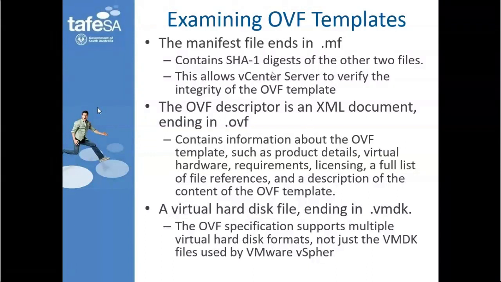So the OVF descriptor is an XML document ending with .ovf, and like I said, that's similar to our VMX file. It describes what the components are, how it's configured, and so forth. It contains information about the OVF template, such as the product details, the virtual hardware requirements, licensing, and a full list of references to files and descriptions of the contents of the template. The VMDK, or virtual disk, has a VMDK extension. The OVF specification supports multiple virtual hard disk formats, not just the VMDK files used by VMware vSphere.